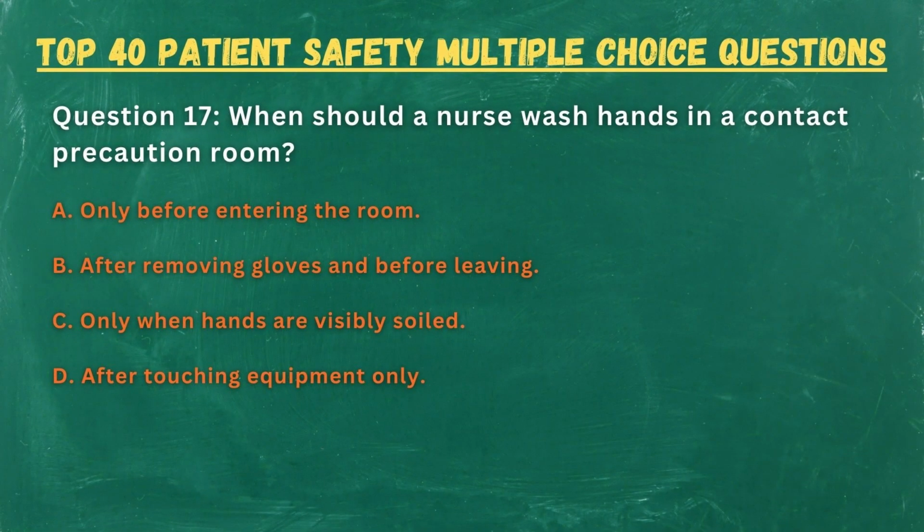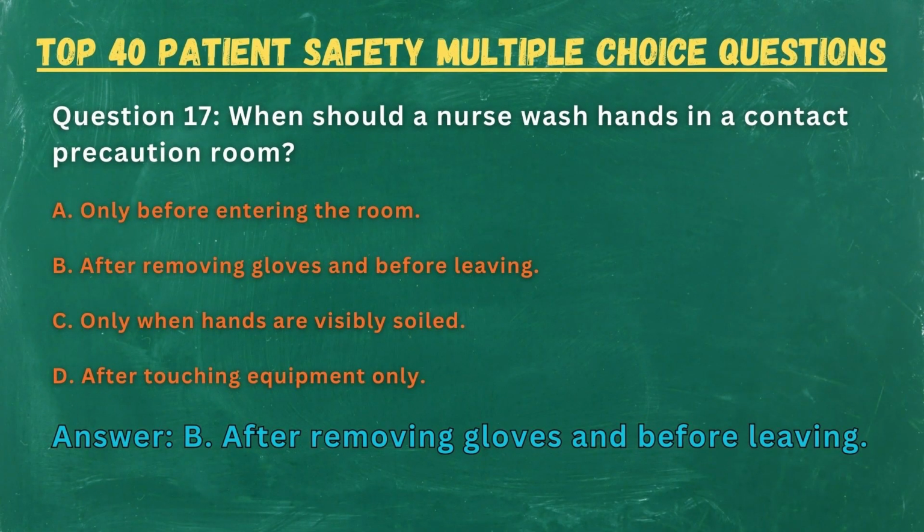Question 17. When should a nurse wash hands in a contact precaution room? A. Only before entering the room. B. After removing gloves and before leaving. C. Only when hands are visibly soiled. D. After touching equipment only. Answer: B. After removing gloves and before leaving.